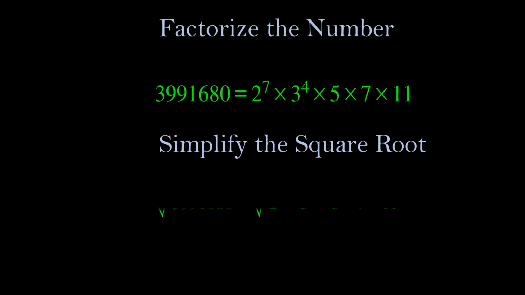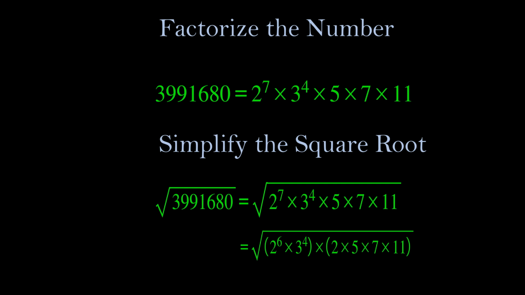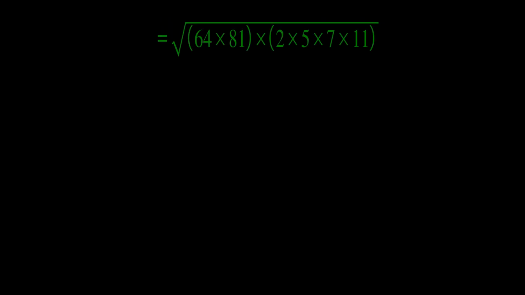But before we do that, let's break down the number into its prime factors to make the square root calculation easier. We find that it can be expressed as 2 to the power of 7 times 3 to the power of 4 times 5 times 7 times 11. Factorizing makes it easier to handle the square root. Now, let's simplify the square root using these factors.